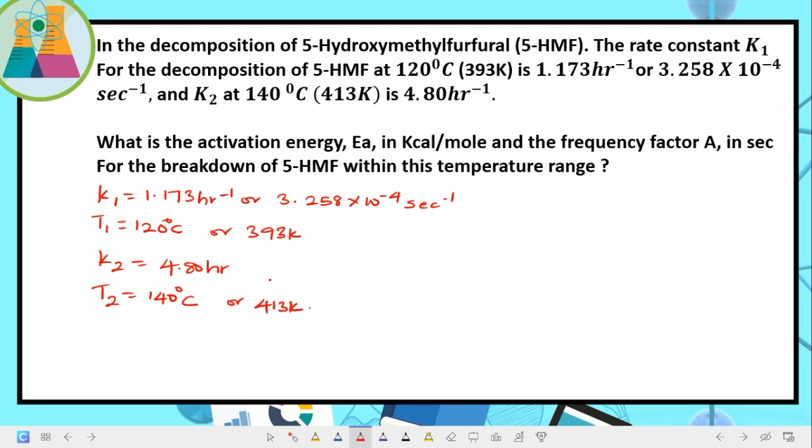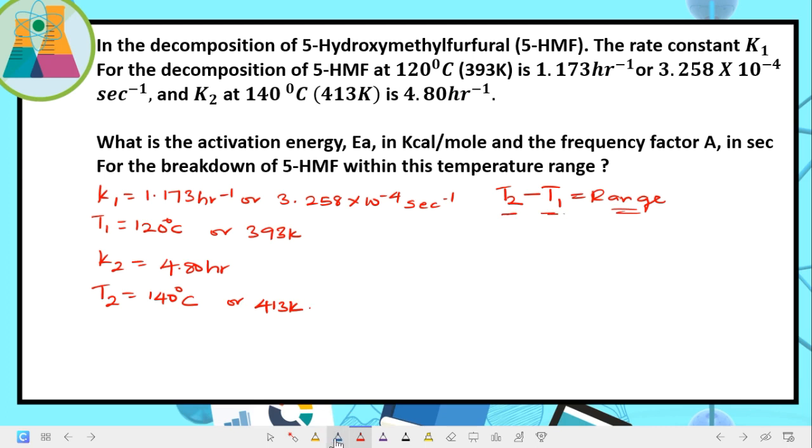Now the question says, what is the activation energy EA in kilocalories per mole and the frequency factor A in per second for the breakdown of 5-hydroxymethyl furfural within this temperature range? Within the temperature range means you find T2 and subtract T1 from it. That will give us the range. Now how do we find the activation energy EA for T2 and T1? It is from the Arrhenius equation. What's the formula for the Arrhenius equation?